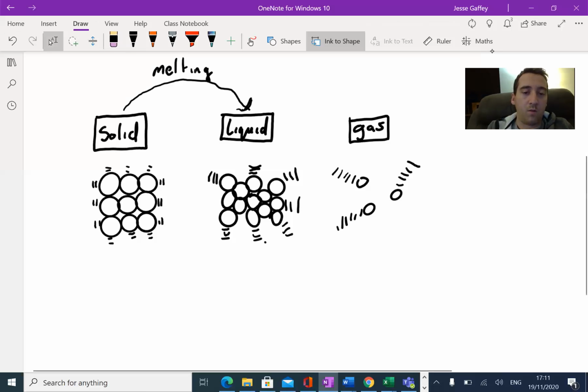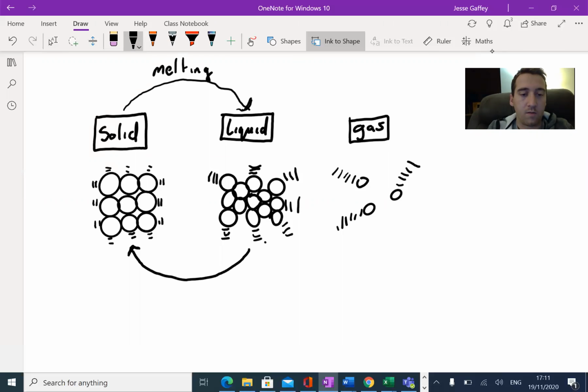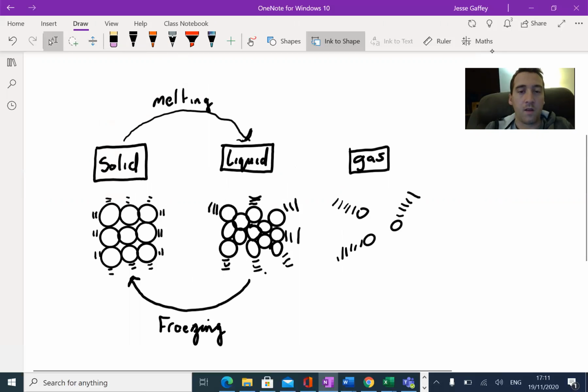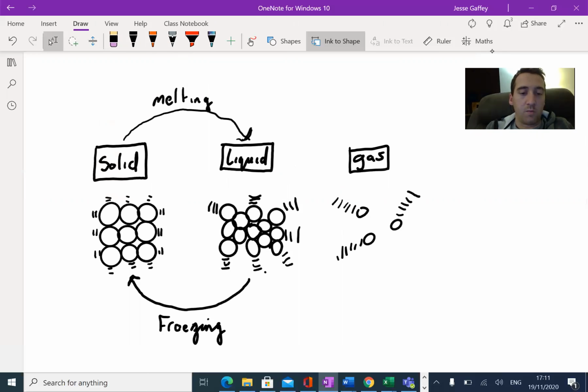Now, what about when a liquid goes back to a solid? We call this freezing. Those two are pretty easy, and we should be pretty familiar with those from our everyday lives. A liquid going to a gas is called evaporation or boiling.